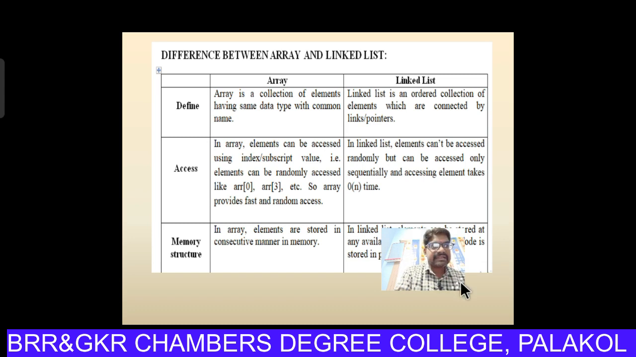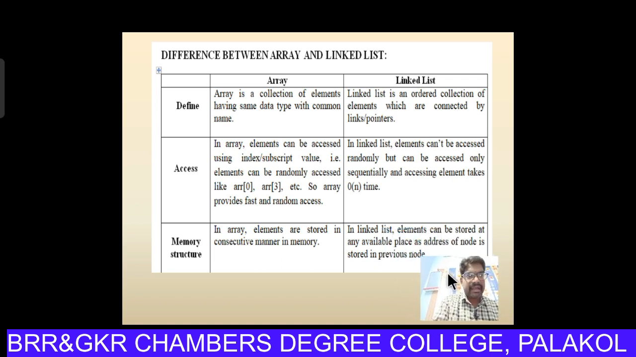The next one is what is the difference between array and the linked list? What is the meaning of array and what is the meaning of linked list? Both are sequential representations. Array is a collection of elements having the same data item with common name. We already know array is a collection of similar data items, whereas a linked list is an ordered collection of elements which are connected by links or pointers.